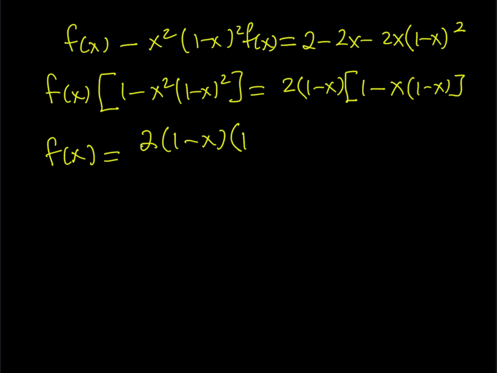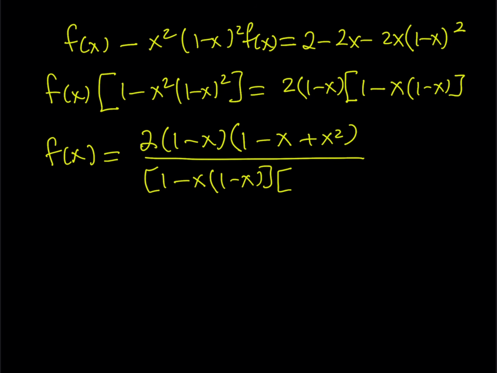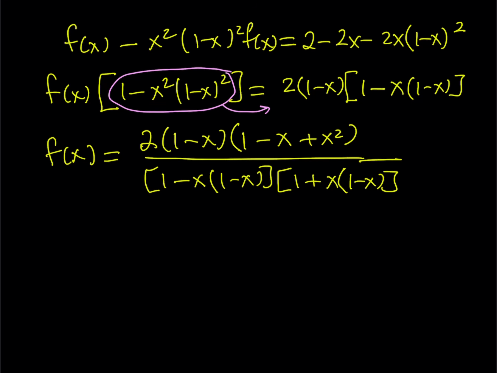And this we can write as 1 minus x plus x squared divided by, now this is a difference of 2 squares. Notice that? So I can write it as 1 minus x times 1 minus x multiplied by 1 plus x times 1 minus x. Let me explain what I did here real quick, because I was kind of fast maybe. Because it's a difference of 2 squares, I factored it using a squared minus b squared. Of course, I'm dividing both sides by that to get f of x by itself, so it just factored as a difference of 2 squares right here.